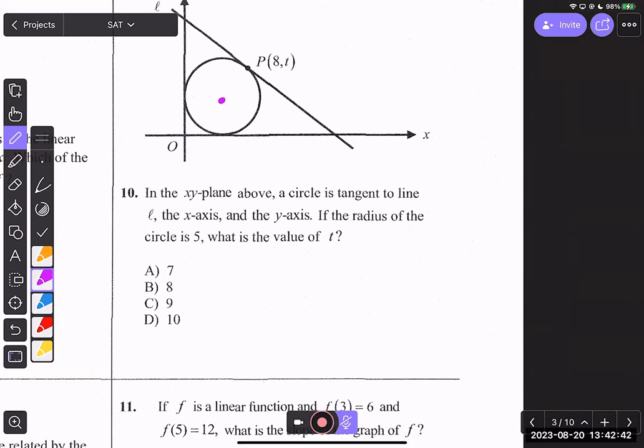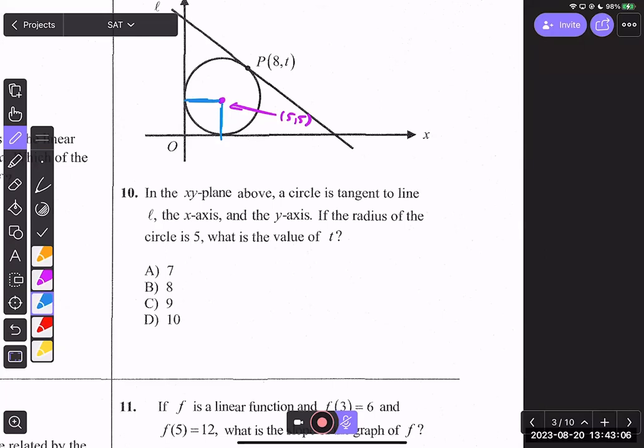Let me ask you this. What coordinate is this point right here? 5, 5, right? And why do you know this is 5, 5? Because the radius is 5. Right, because you know that this distance here is 5, and this distance here is 5. The horizontal distance represents the x-coordinate, and the vertical distance represents the y-coordinate. So that's why you know that this is 5, 5.